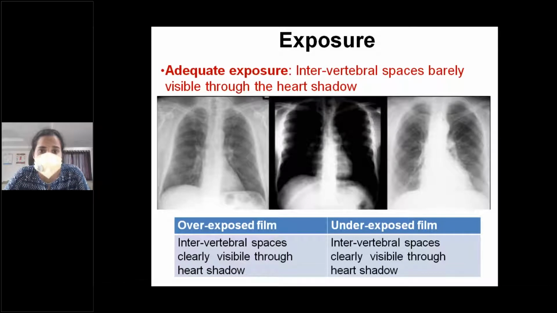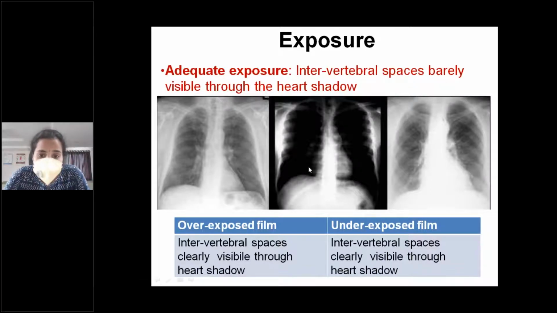Next parameter is exposure. Basically, there are a few things we have to know before we comment on a pathology on a radiograph. One such factor is exposure. Whenever you are exposing the patient to X-rays and there is adequate, perfect exposure, the intervertebral spaces are barely visible through the heart shadow. That you have to remember.